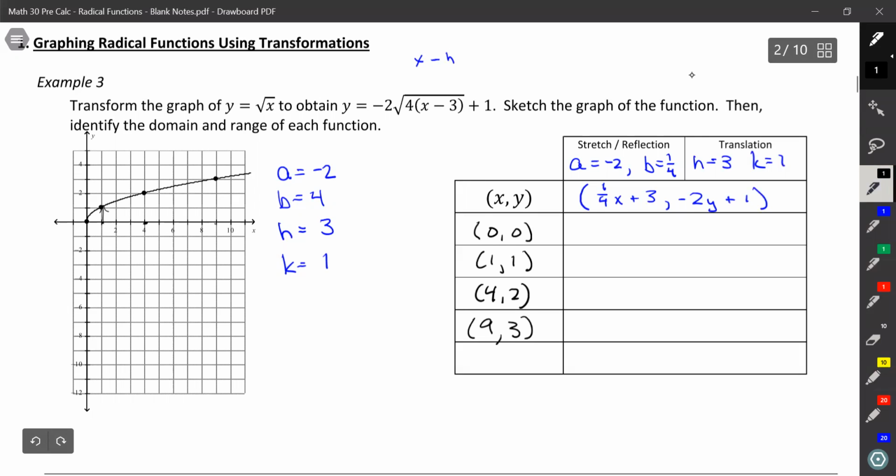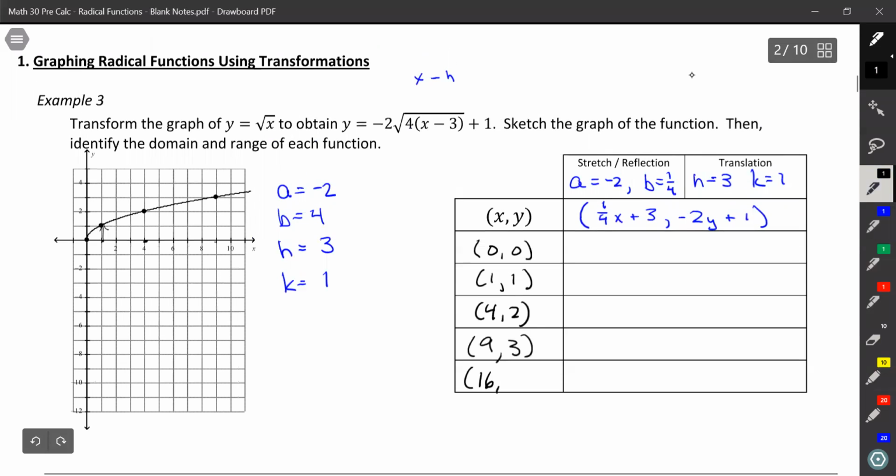And we could keep going. Let's do one more. 16, square root is 4. And you could do 25. You could just do all the perfect squares. And those are the base points on the base graph. Those are the key points on the base graph. So now we're going to do the math on them.